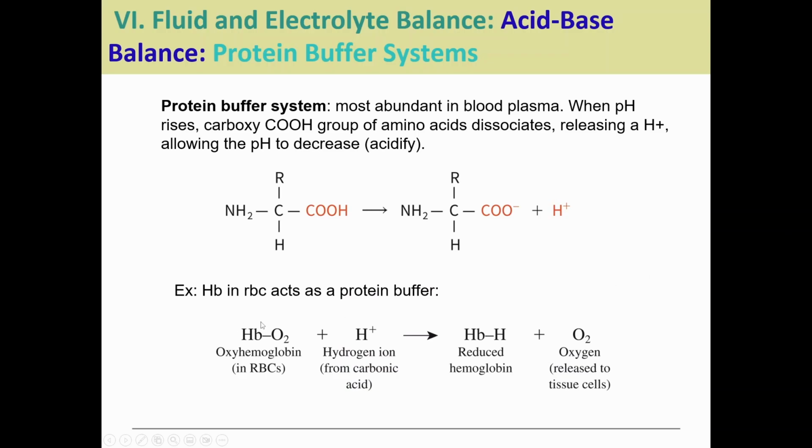So we can kind of see how hemoglobin can function. Here's oxyhemoglobin with free-floating hydrogen ions. We can then bind that hydrogen to the hemoglobin when we release the oxygen. And we can go back and forth between these two depending on what we need.